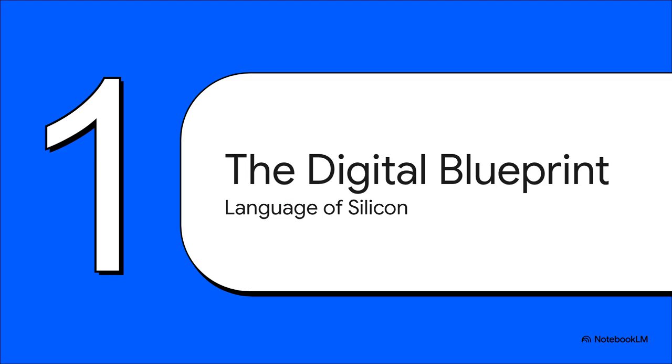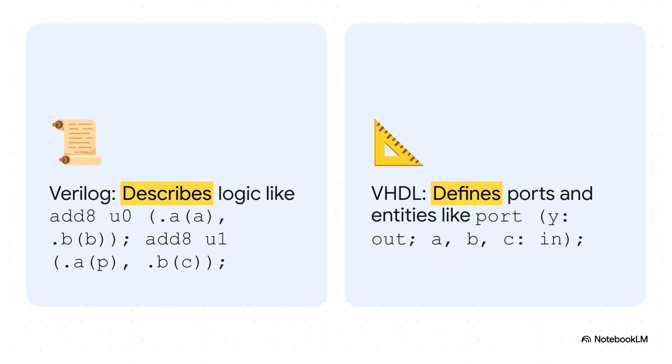Every single microchip out there, every single one, doesn't start as a thing. It starts as an idea, a plan written out in what's called a hardware description language, or HDL. So how do you actually write the blueprint for a chip? Well, designers mainly use one of two languages, Verilog or VHDL, which you see right here.